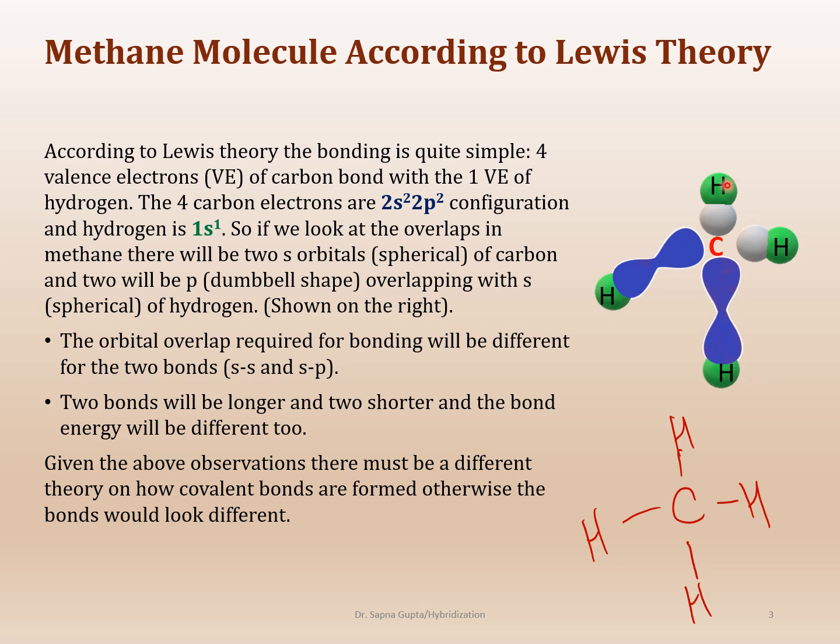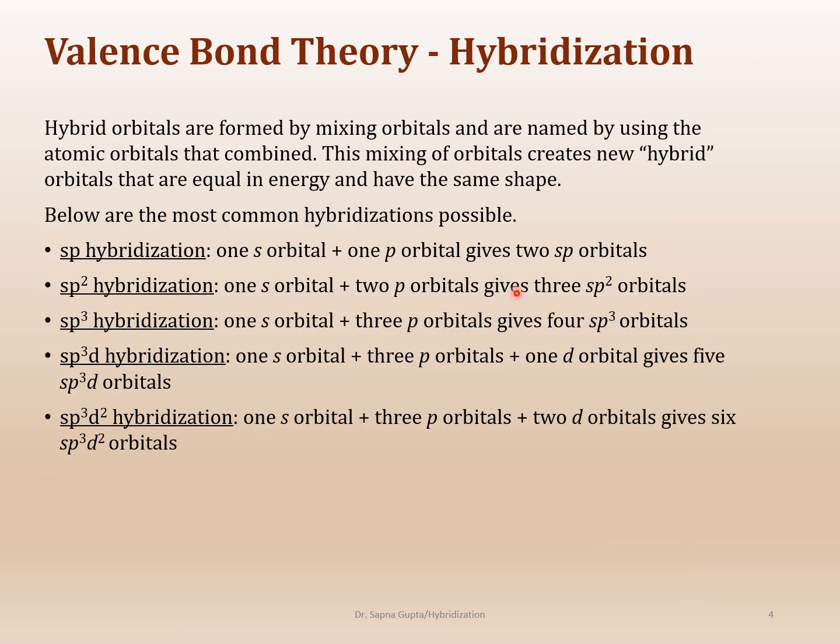So it shows that these two bond lengths are different, the bond strength will be different, but we know after studying methane that this is not true, okay? That all the bond lengths are equal and all the bond strengths are equal. So which means there is something else going on, okay? And that something else that's going on is explained by hybridization.